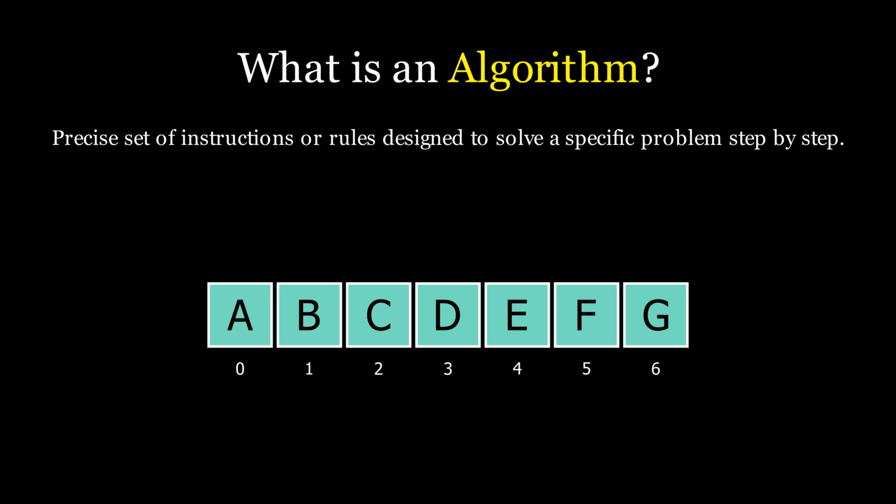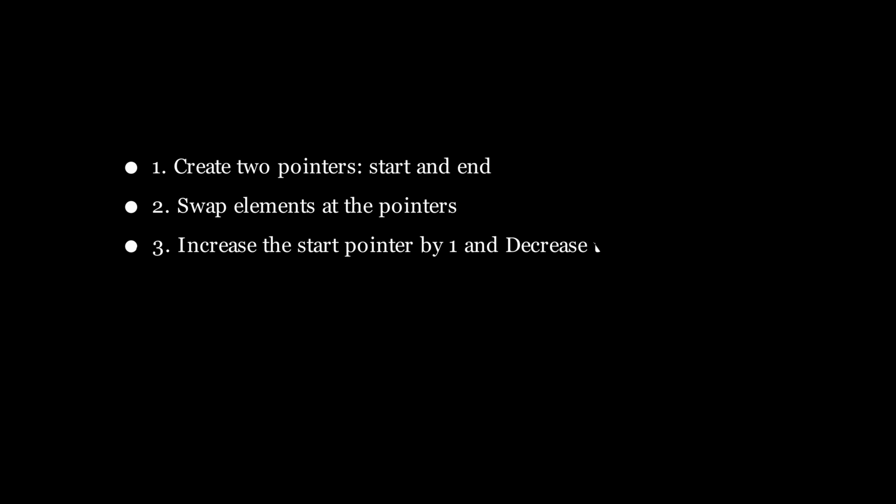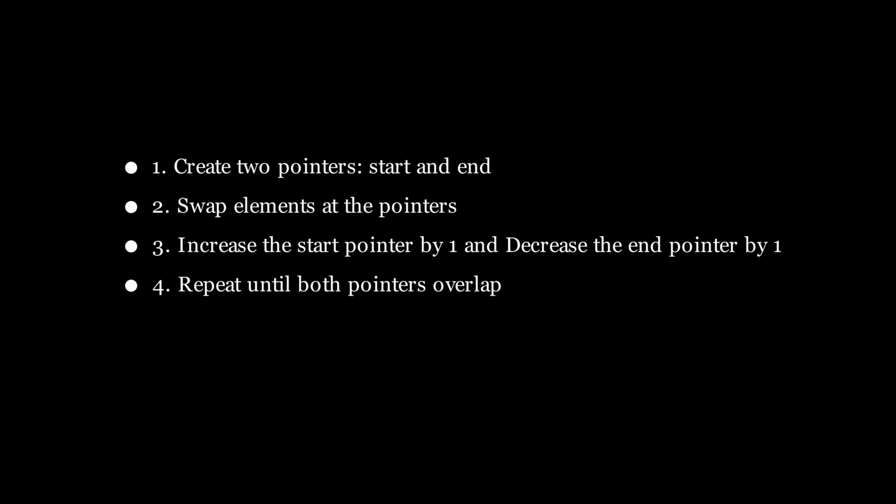So we have an array here, and the problem is to reverse it. The algorithm goes something like this. First, create two pointers, start and end. Second, swap the elements at those pointers. And third, increase the start pointer by 1 and decrease the end pointer by 1. And repeat these steps until both pointers overlap. Let's see this in animation.